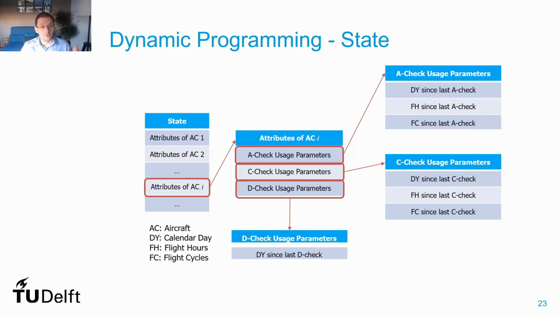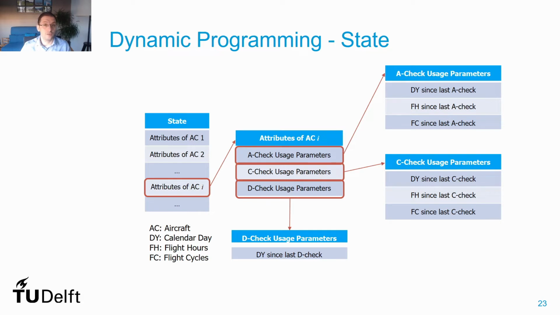That is, for each aircraft and for each check, we have to store the calendar days, the flight hours, and the flight cycles since the last check of the same type, with the exception of the C check, in which we only have to store the calendar days. By doing this, it means that per aircraft we have to store 7 attributes. And if we have 10 aircraft in our fleet, we need to store 70 features describing each state.